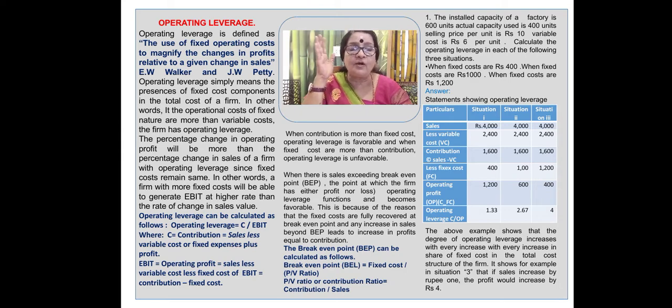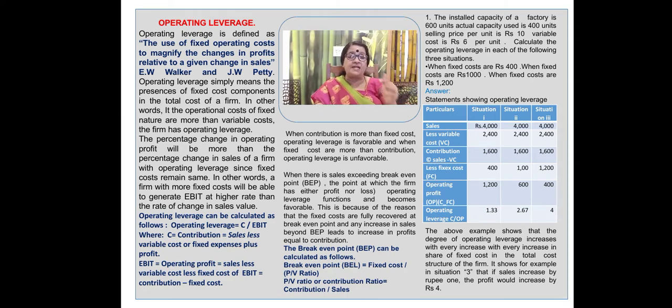From the sales, if variable costs are deducted, we will get contribution. So sales minus variable cost gives contribution. From this contribution, if fixed expenses are deducted, we will get operating profit. Once again, we take sales, and from sales we deduct variable expenses, and we get contribution. From this contribution, if we deduct fixed expenses, we get operating profit or EBIT.